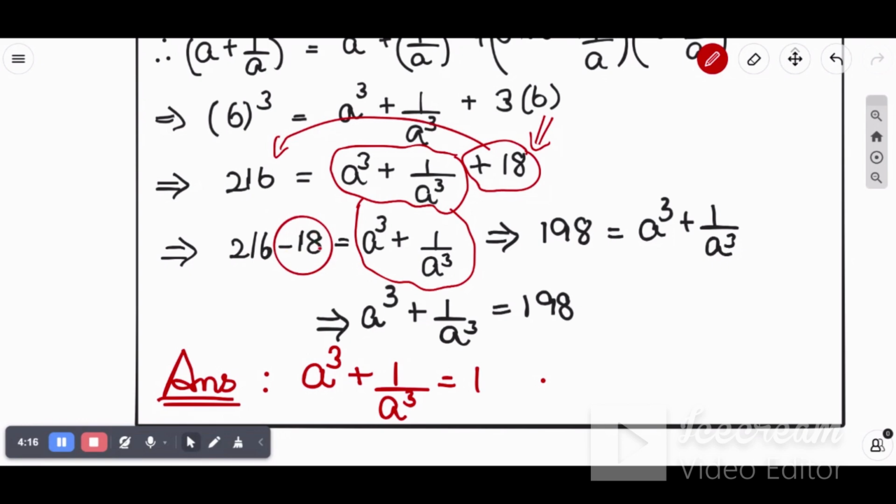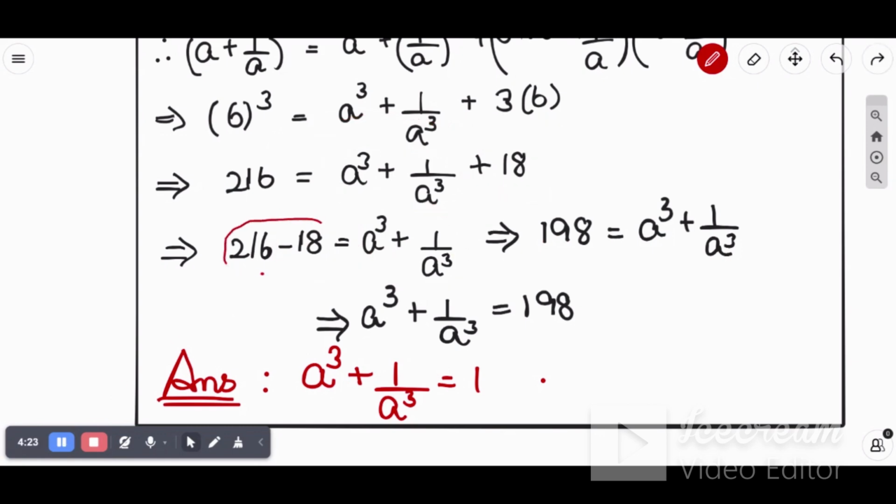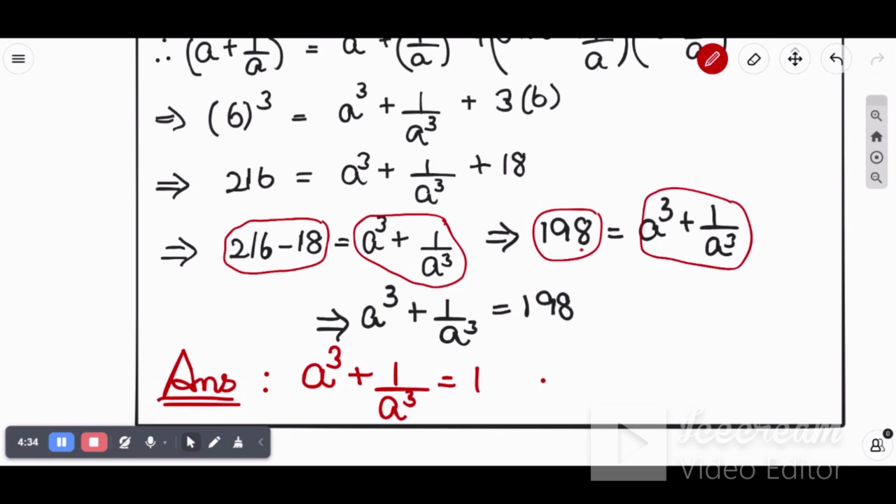So 216 minus 18. This is what we have got, which is nothing but 198. And this I have written as such, which is what we have to find, that is a cube plus 1 by a cube is equal to 198. So I have arrived at the answer. You can interchange left hand side and right hand side and write it as a cube plus 1 by a cube is 198. So finally a cube plus 1 by a cube is equal to 198.